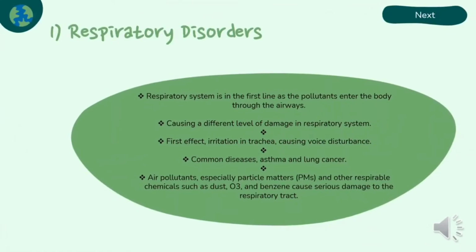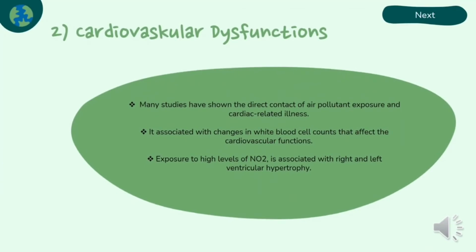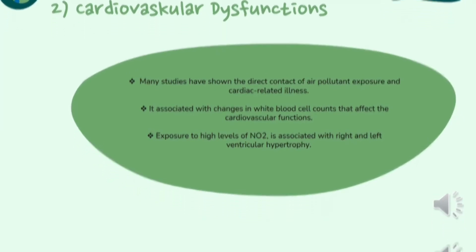First, respiratory disorder. It can cause different levels of damage in the respiratory system. First, irritation in the trachea, which causes voice disturbance. Common diseases in respiratory disorder are asthma and lung cancer. Second, cardiovascular dysfunction, which is associated with changes in white blood cell counts that affect cardiovascular function. Exposure to high levels of NO2 is associated with right and left ventricular hypertrophy.